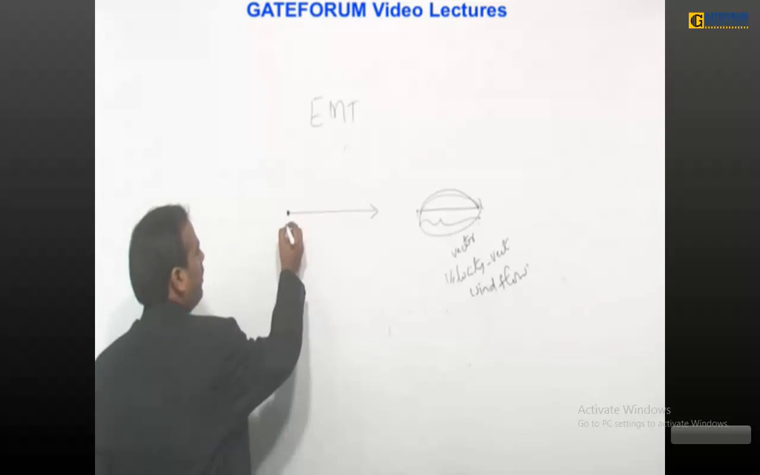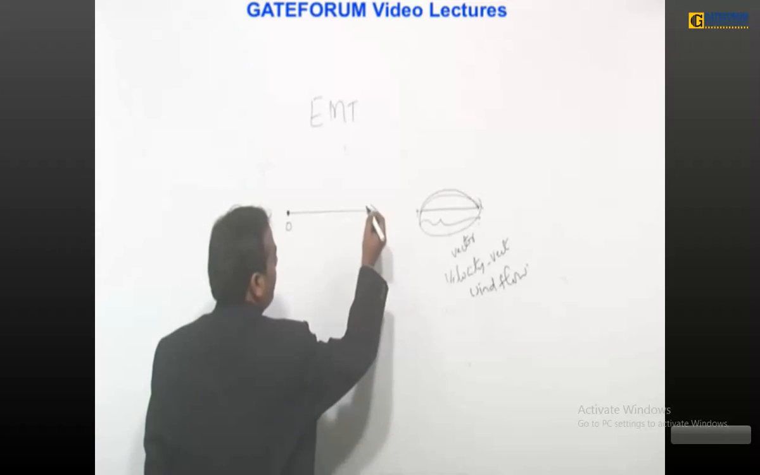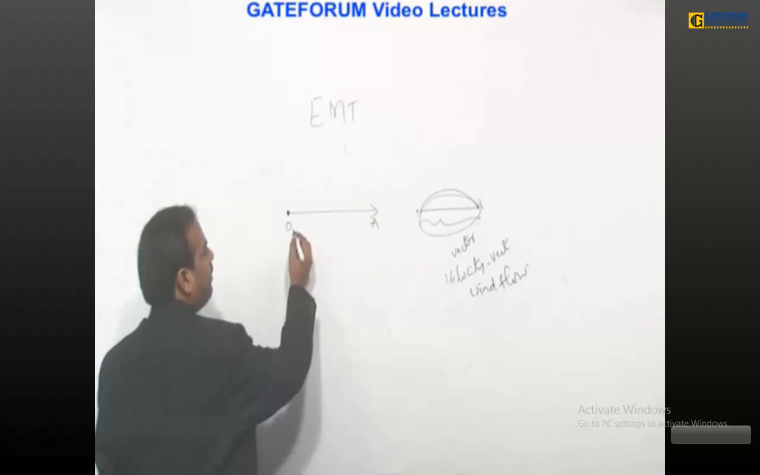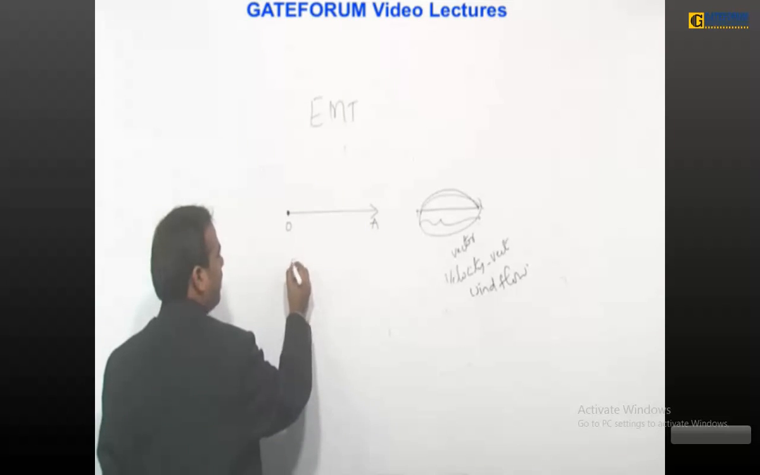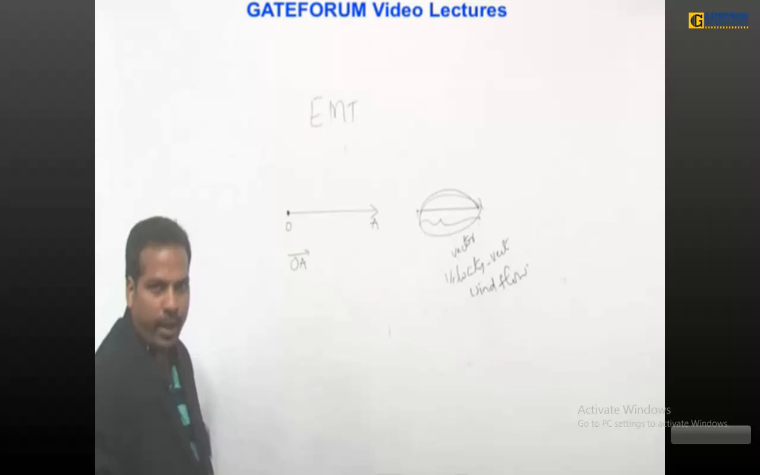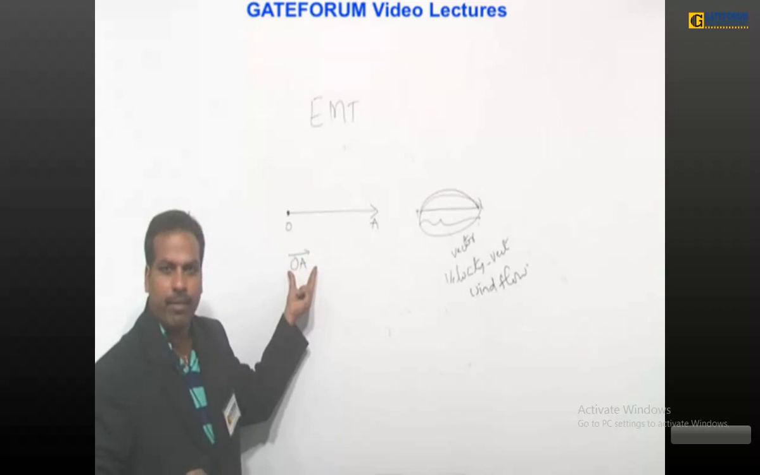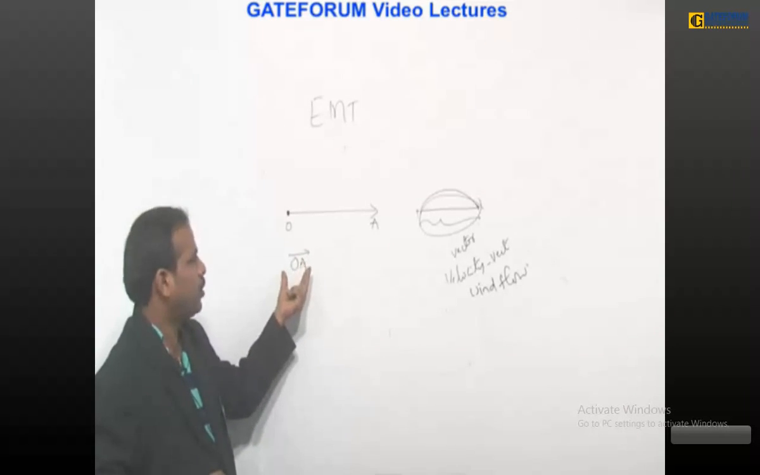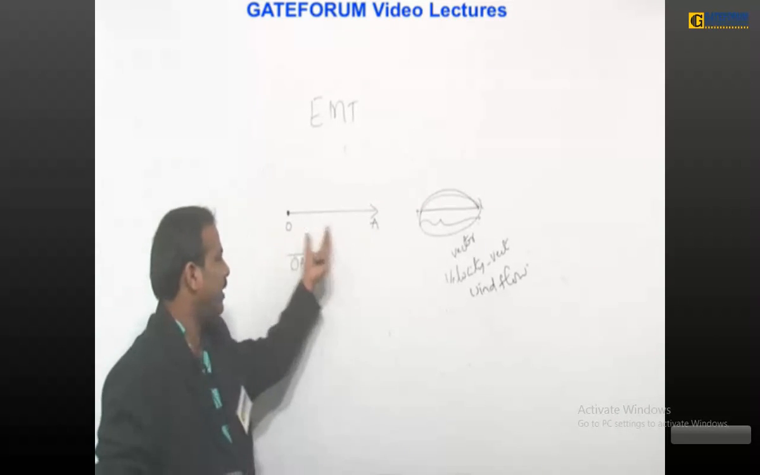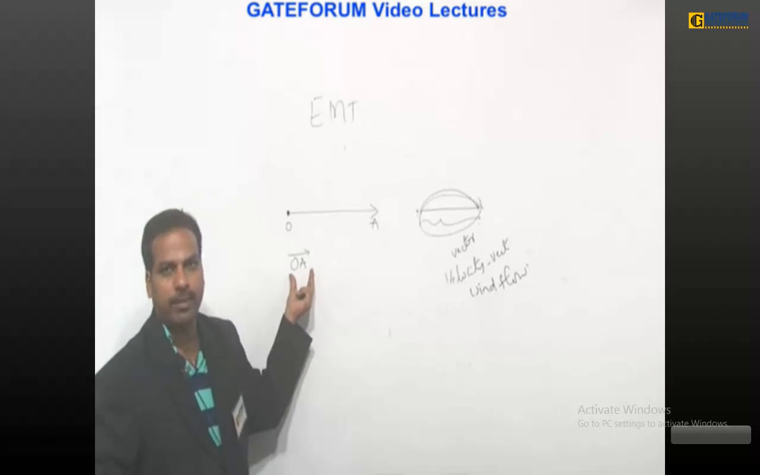Let's say this is a point O, the starting point, and this is the terminating point, let's say A. So a vector between these two points, O and A, can be indicated symbolically as OA bar. So this is the representation of a vector. O is the starting point and A is the terminating point, and the vector is represented like this, OA bar.